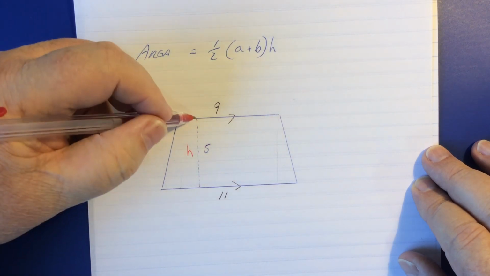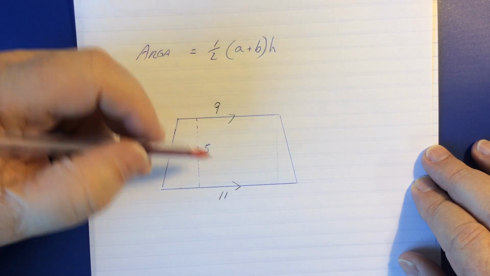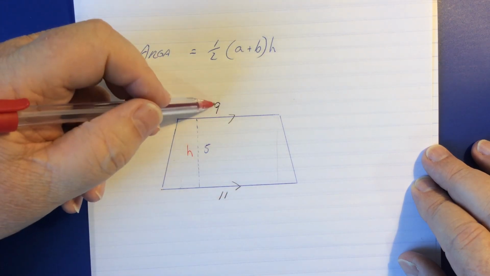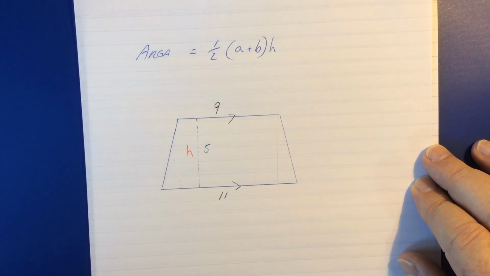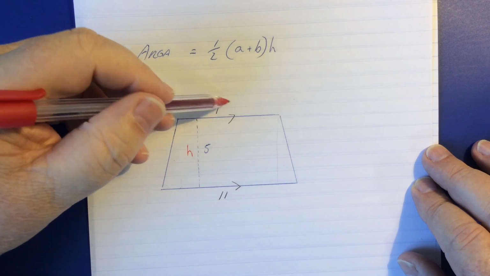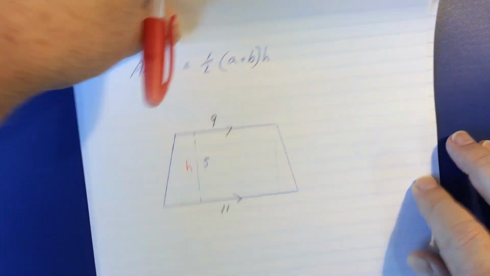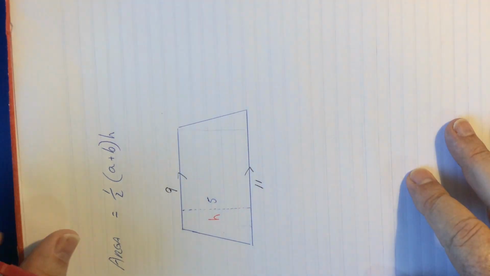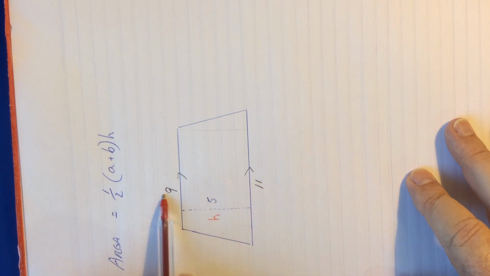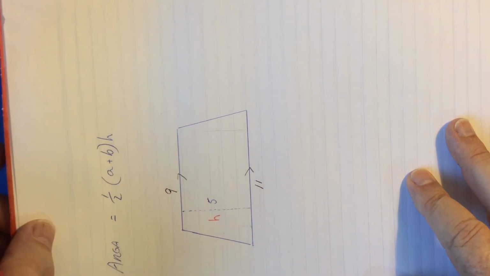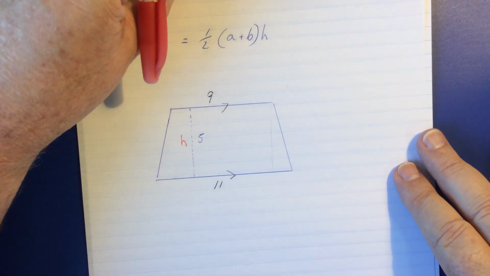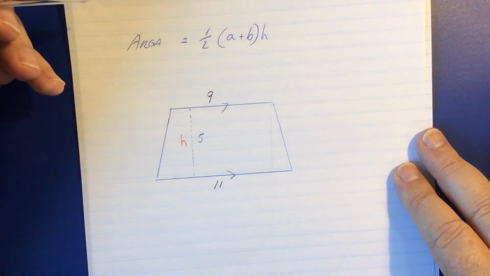So it's fairly obvious what the height of this thing is, so we'll label that. That's this thing, which is 5 units high. A and B are the parallel sides. Important. They are the parallel sides, not these sides, the parallel sides. So if this thing were tipped on its side like this, they would still be these two sides, not these two sides.